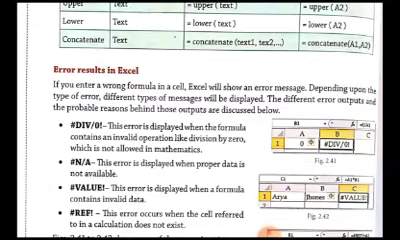Okay. Now, error results in Excel. So what is the last topic here? It is error results in Excel. If you enter a wrong formula in a cell, Excel will show an error message. Depending upon the type of error, different types of message will be displayed. The different error outputs and the predictable reasons behind them are shown here.